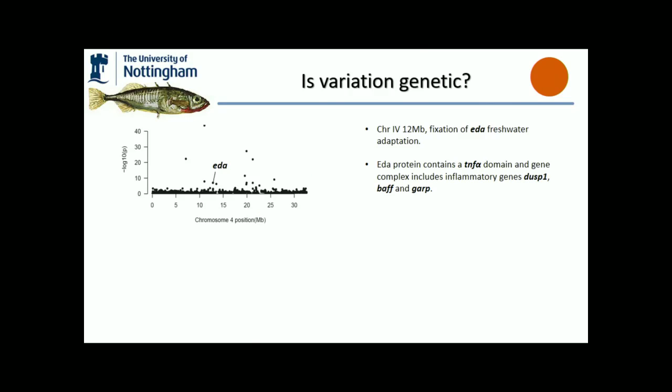So we also had a look around the rest of the genome just to see if we could find any other interesting genes that were diverged between strategies. And so I just want to highlight this. So this is EDA. So if anyone knows anything about sticklebacks, they've probably heard of EDA. It's always involved in the adaptation from marine to freshwater. But from an immunological perspective, it's quite interesting because the protein itself has a TNF-alpha domain. And within the complex, there are various other inflammatory genes.